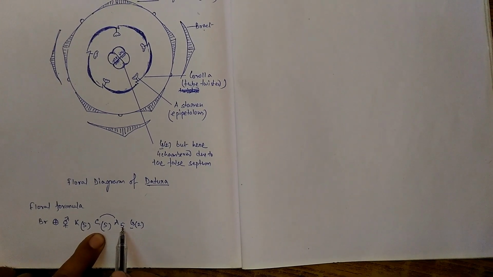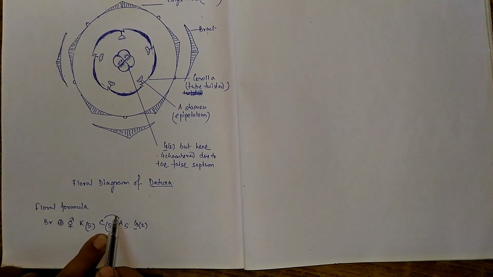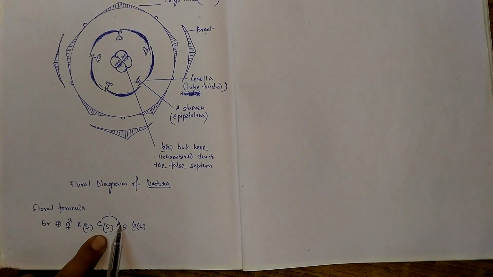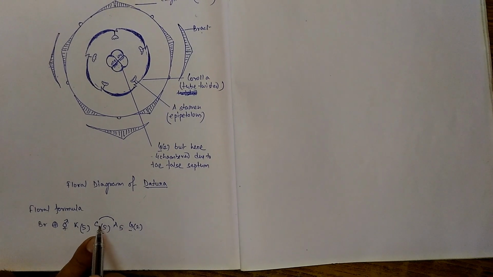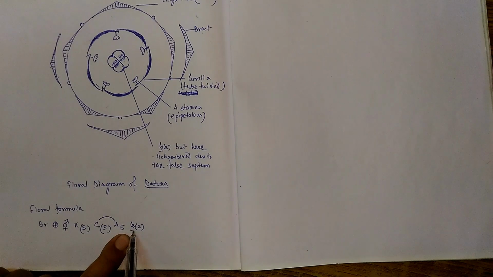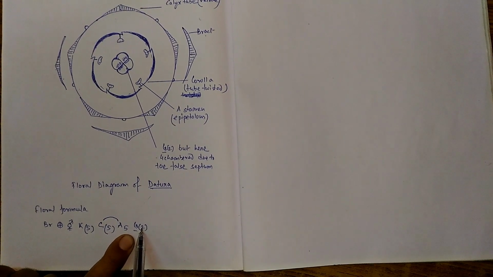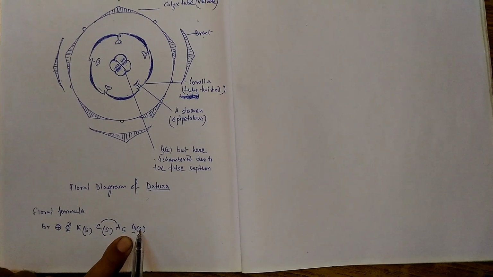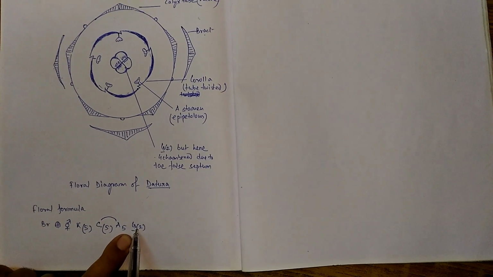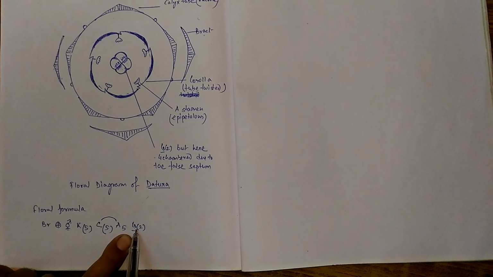Androecium, the members are 5 and they are epipetalous. Hence, this is the sign of epipetalous. Androecium are attached to the petals. Gynoecium, ovary is superior and it is bicarpellary, and since they are united, the carpels are united or syncarpous, G is underlined. 2 is put inside the bracket.